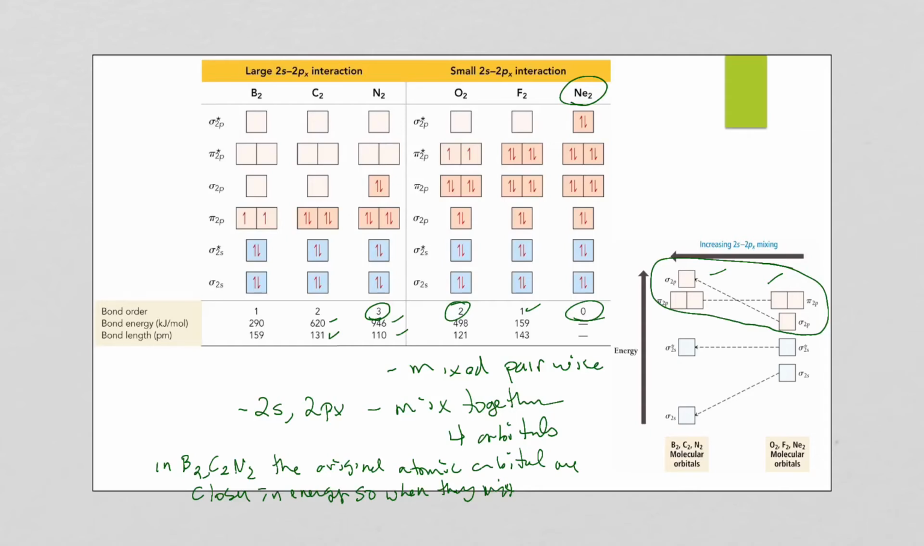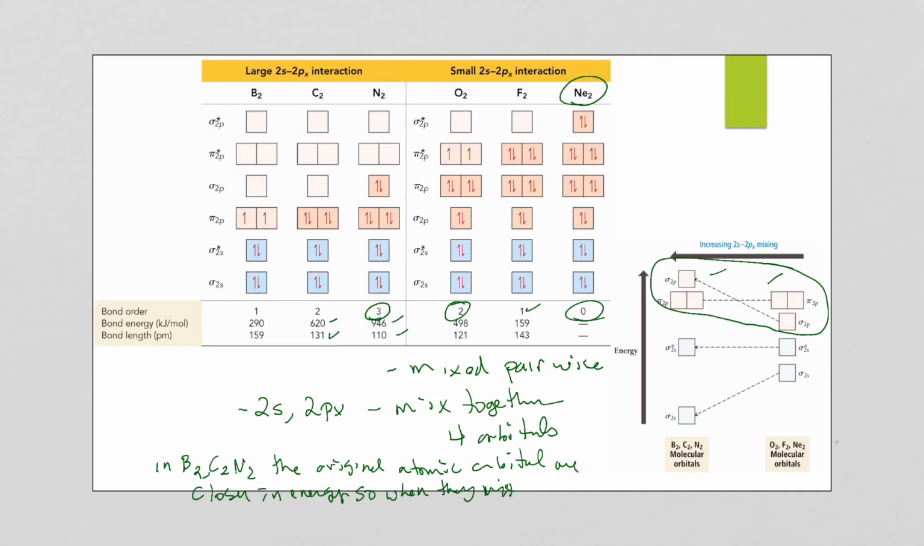And what I would challenge you to do to get a little more practice is to use our bond order equation and make sure you can come up with these answers, right? So number of electrons in bonding orbitals minus number of electrons in antibonding orbitals divided by 2. So we can do one example for oxygen, let's say.